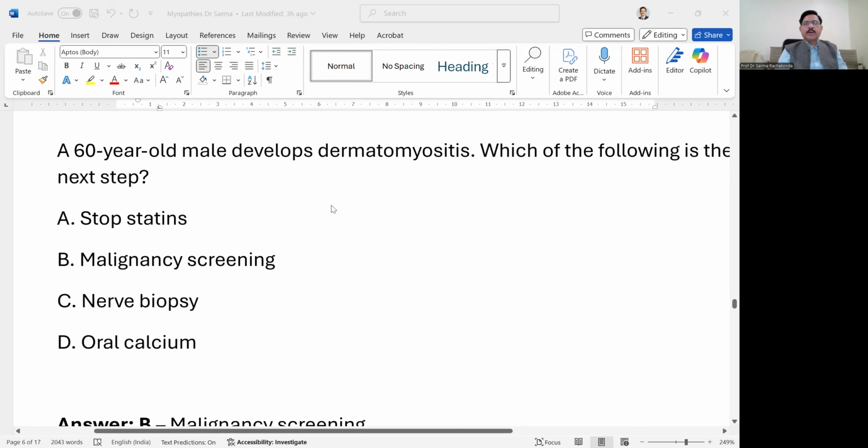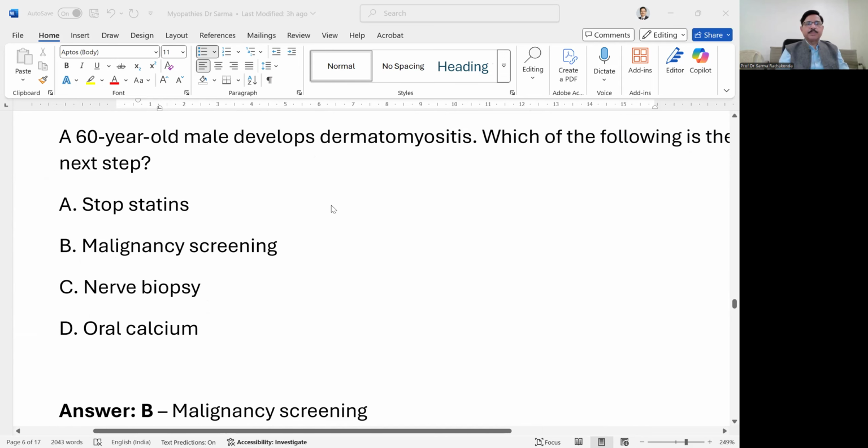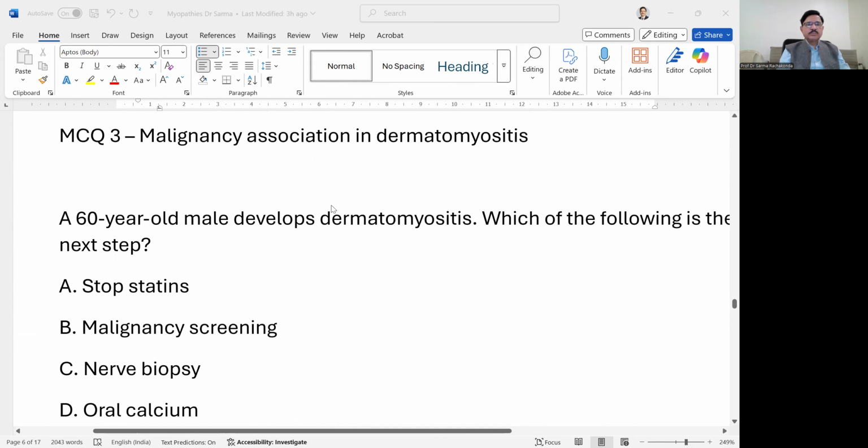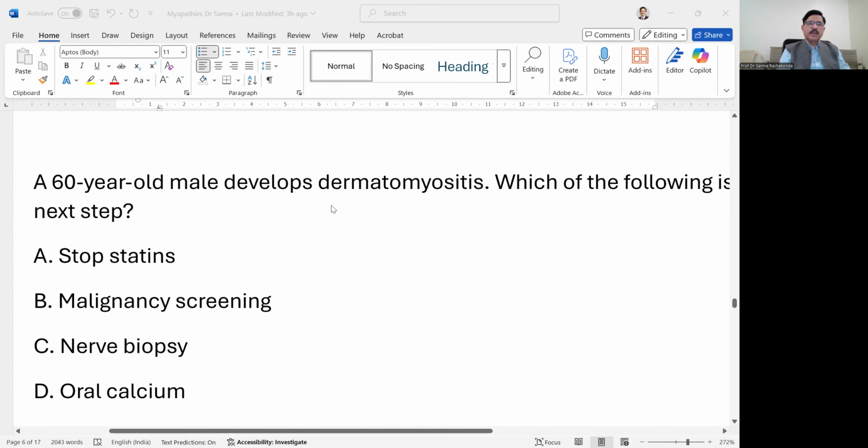See, dermatomyositis diagnosis is already given. Which of the following is the most appropriate next step? Dermatomyositis is associated with malignancy. So you should screen for paraneoplastic disease, malignancy.